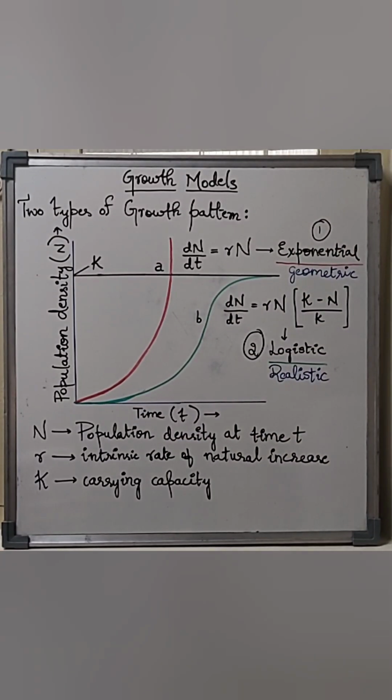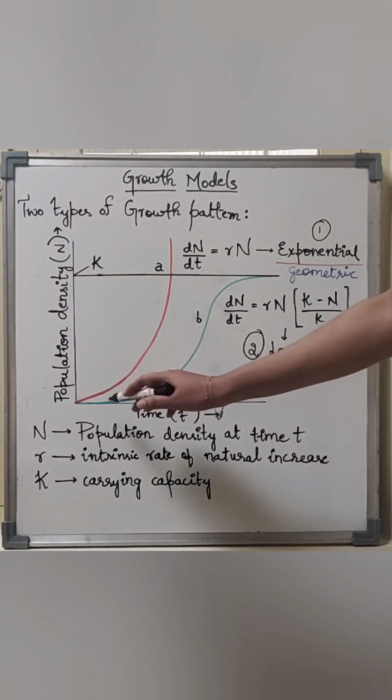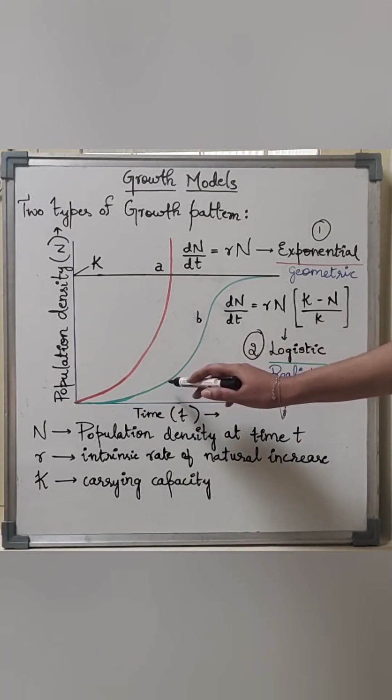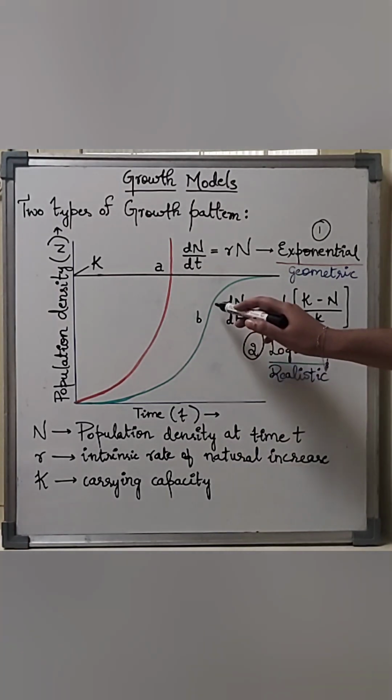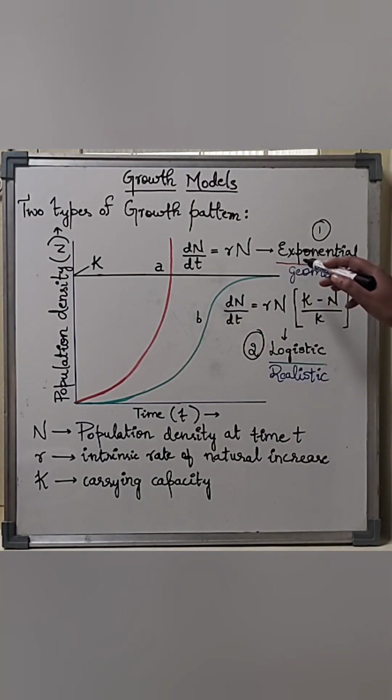Next type of growth that we have is logistic growth. In logistic growth, there is a growth initially which is lower, then it accelerates as there is availability of resources, then reaches a steady state. Thus we obtain a sigmoid curve.